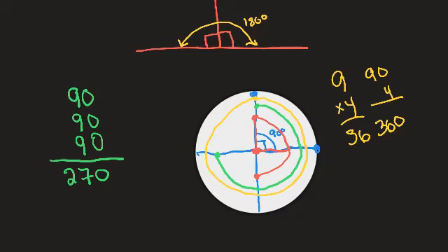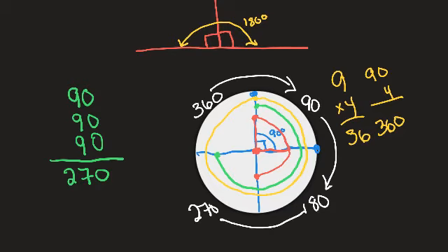So, in doing transformations, what you need to understand is, have I rotated 90 degrees, 180 degrees, 270 degrees, or a full 360 degrees? And this is rotating around the center point, the point of rotation.